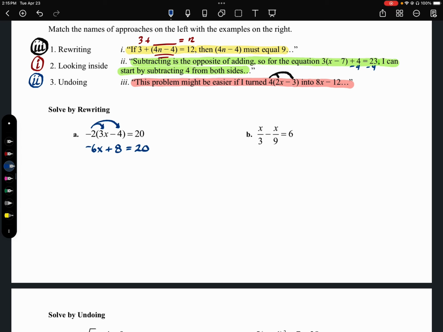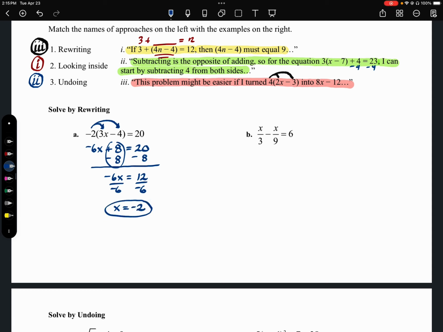And now we'll just kind of work our way through and solve the equation. So we're going to isolate our x's by subtracting 8 from each side. So that 8 and negative 8 cancel out, right? So we have negative 6x is equal to 12. Divide each side by negative 6. And we get x is equal to negative 2.